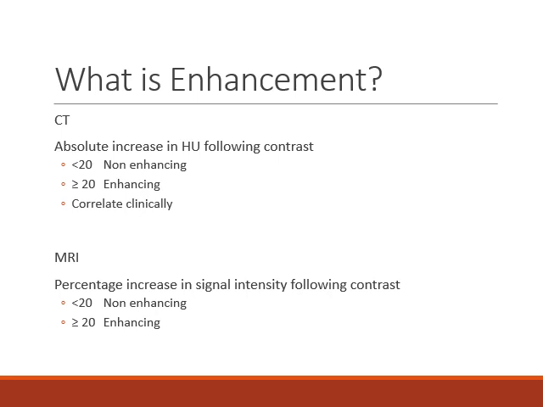There is going to be a fair amount of talk on enhancement, so it figures we really ought to define it from the outset. Most centres will use a cutoff of around 20 Hounsfield units to define enhancement on CT and 20% increase in signal intensity to define enhancement on MRI.